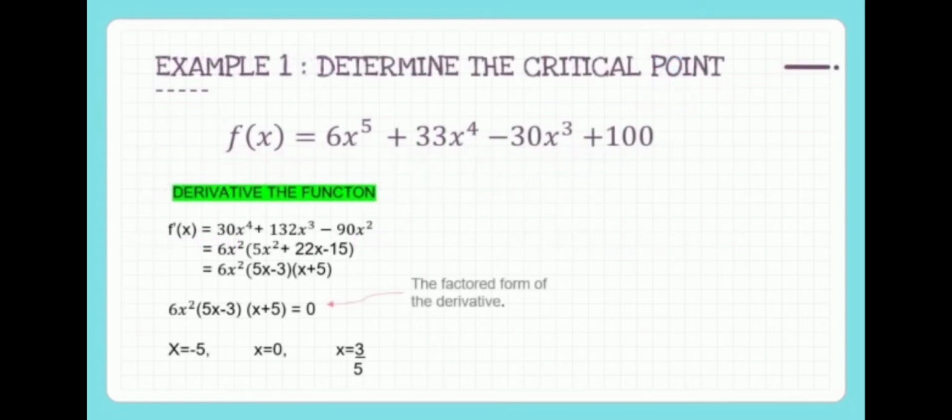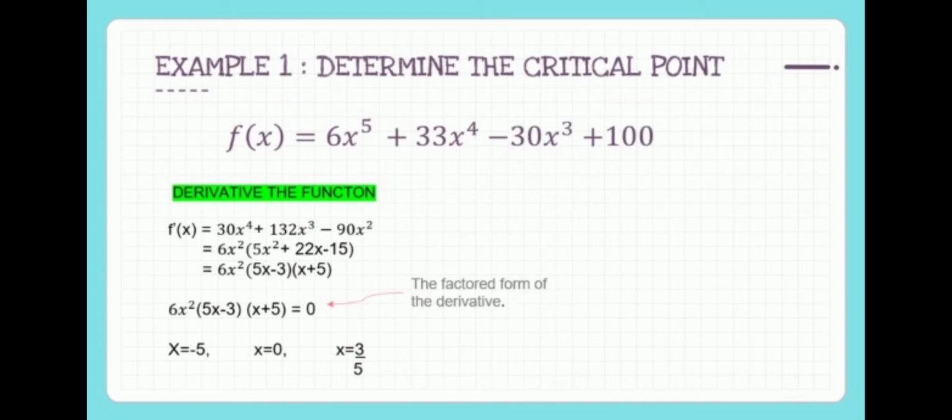Example 1. Determine the critical points of f(x) equals 6x^5 plus 33x^4 minus 30x^3 plus 100. First, we need to differentiate the function in order to find the critical points, and notice that we will factor it as much as possible to make our life easier when we go to find the critical points. So f'(x) equals 6x^2(5x minus 3)(x plus 5).